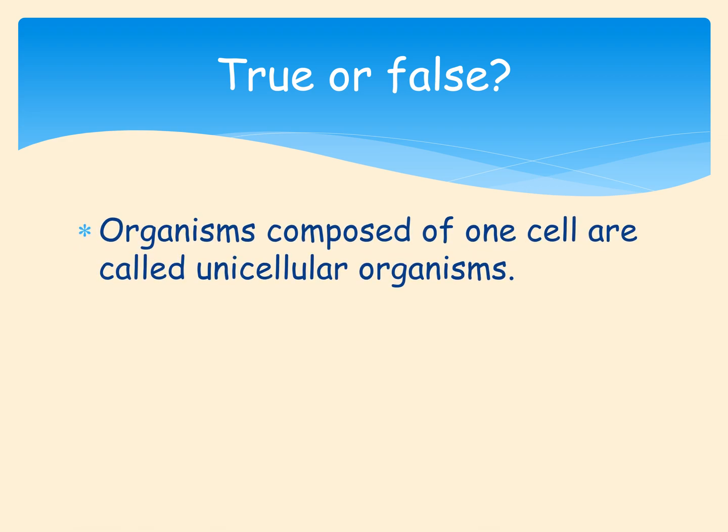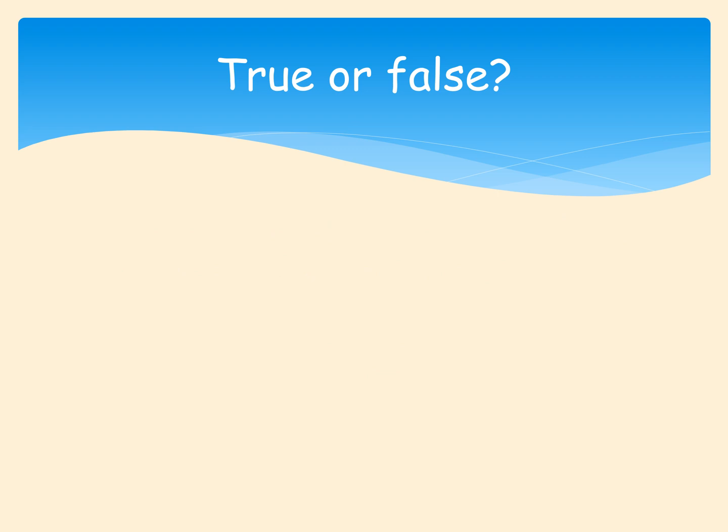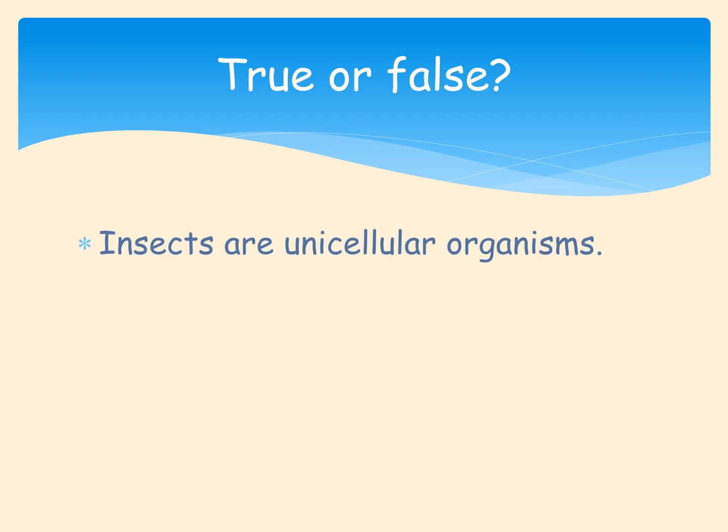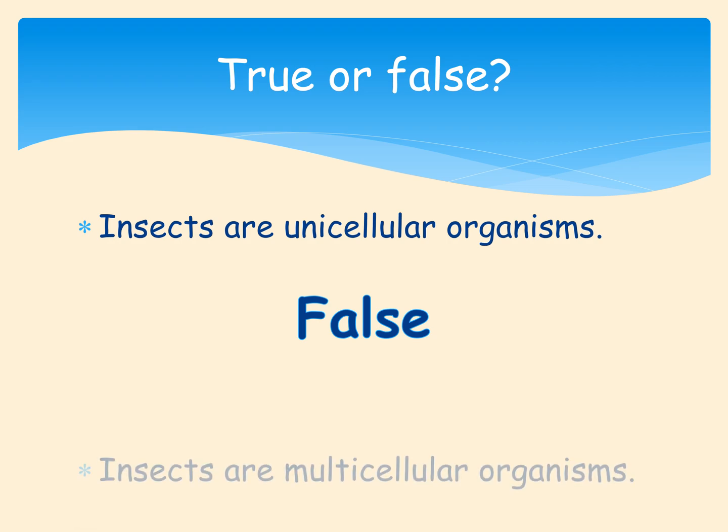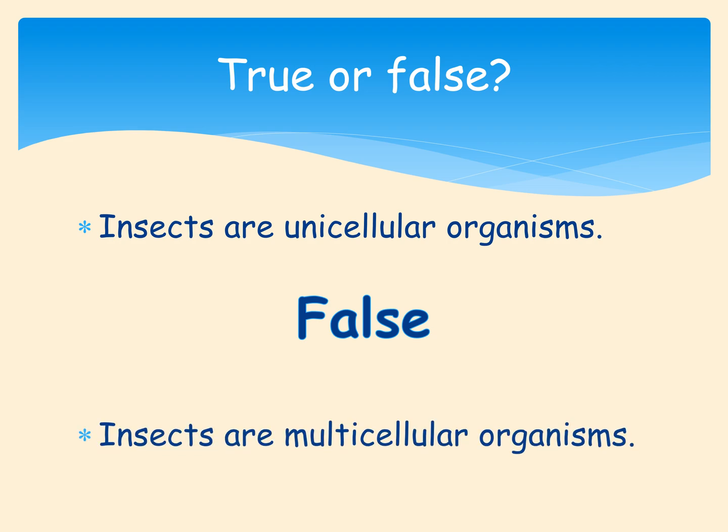The next question is, organisms composed of one cell are called unicellular organisms. Again, I will tell you the answer. It's true. Insects are unicellular organisms, so write down whether you think that's true or false. The answer is false. The reason is insects are made up of many cells, so they're actually multicellular organisms.